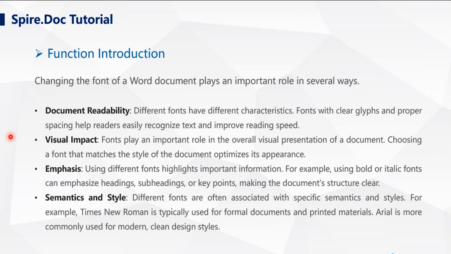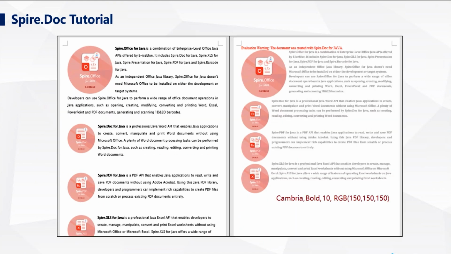Changing the font of a Word document is important in many ways. For example, different fonts have different characteristics. Fonts with clear glyphs and proper spacing help readers easily recognize text and improve reading speed. You can also use different fonts to emphasize important information. For example, using bold or italic fonts can emphasize headings, subheadings, or key points, making the structure of the document clear.